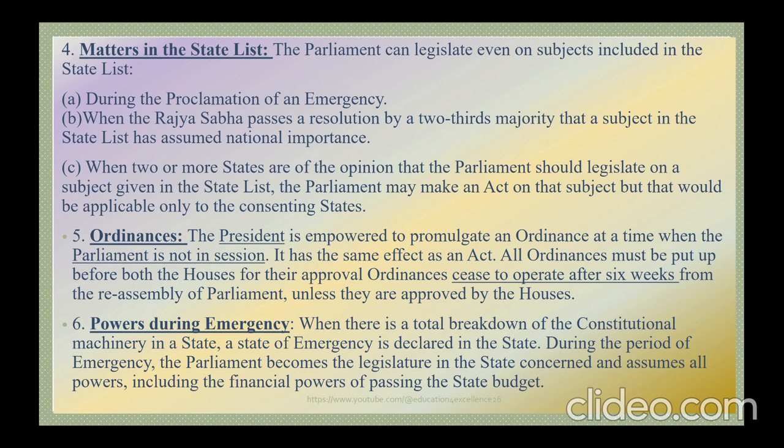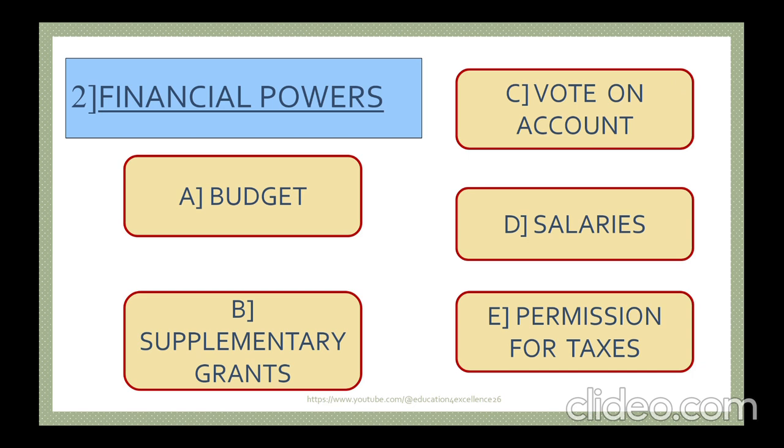Powers during emergency. When there is a total breakdown of the constitutional machinery in a state, an emergency is declared in the state. During this period, the parliament becomes the legislature in the state concerned and assumes all the powers, including the financial power of passing the state budget.